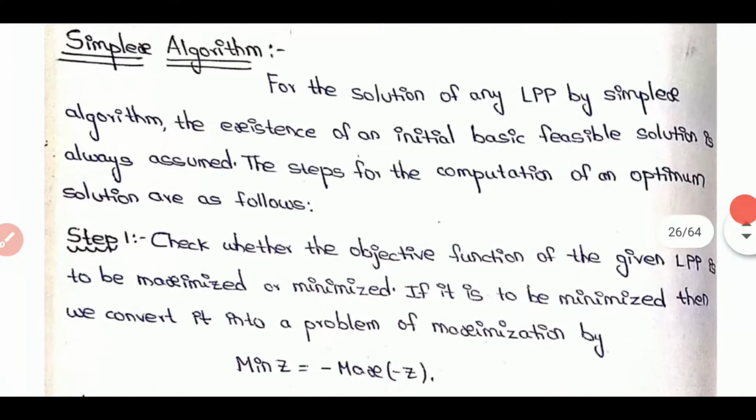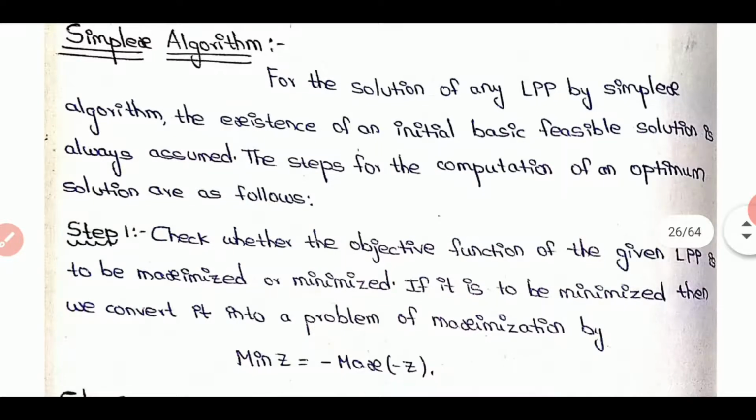What is meant by the simplex algorithm? Here, the simplex algorithm means the further solution of any LPP by the simplex algorithm. The existence of an initial basic feasible solution is always assumed. In order to solve an LPP using the simplex algorithm, we have to find a basic feasible solution. That is the procedure we follow in order to get a feasible solution. Now let's see the procedure.